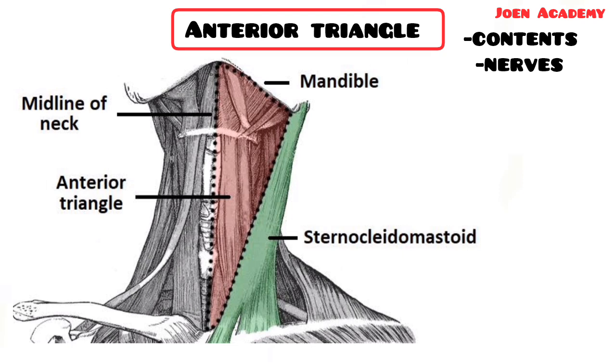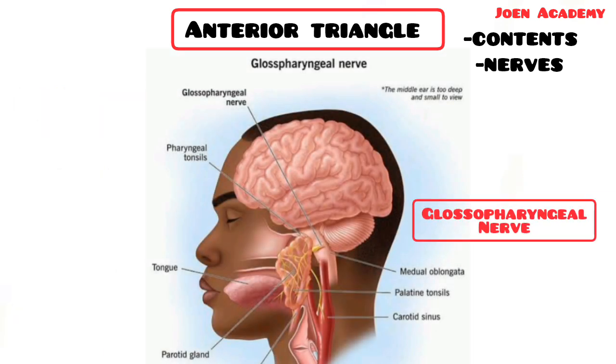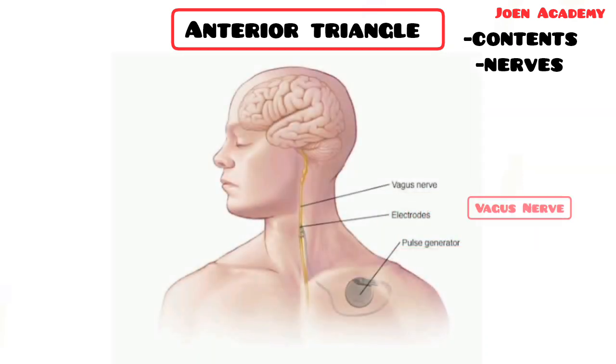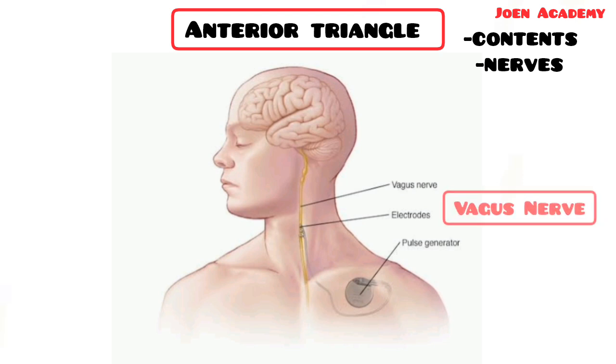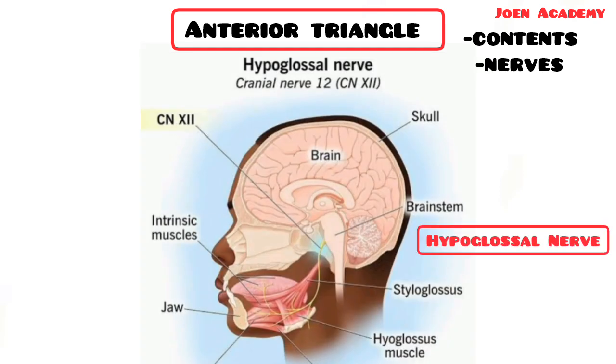The cranial nerves that are seen in the anterior triangle are the facial nerve, which is also known as cranial nerve 7, the glossopharyngeal nerve, which is also known as cranial nerve 9, the vagus nerve, which is also known as cranial nerve 10, the accessory nerve, which is also known as cranial nerve 11, and the hypoglossal nerve, which is the 12th cranial nerve.